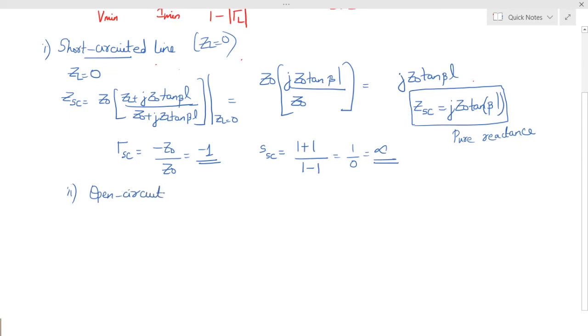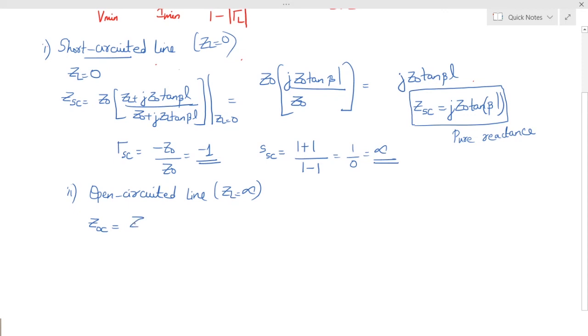In case of open circuited line, ZL is open, so ZL will be infinity. When ZL is infinity, what happens? Firstly, we will derive the input impedance. This is the general equation we already wrote. So let's apply ZL equal to infinity. Let's make ZL in the denominator. For that, you divide throughout numerator and denominator with ZL.